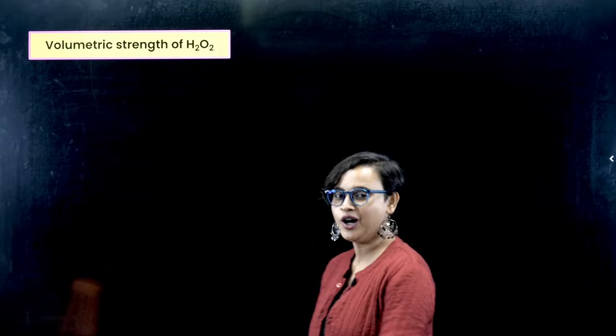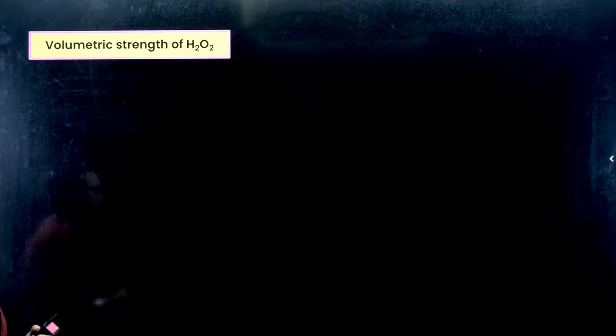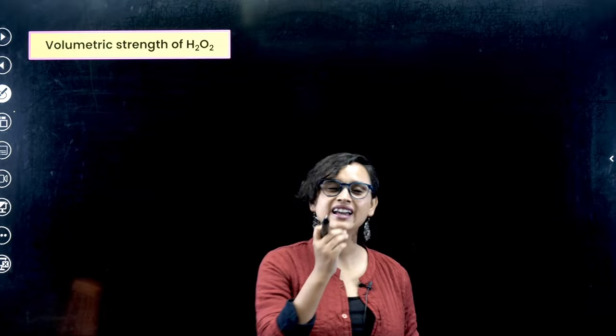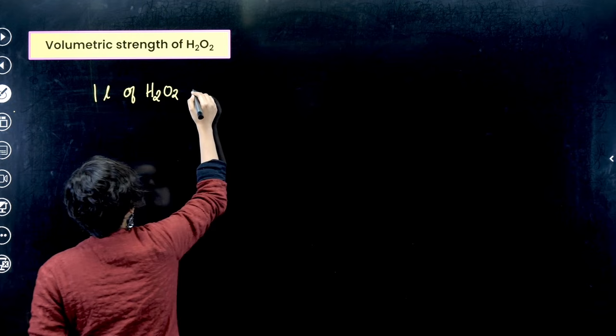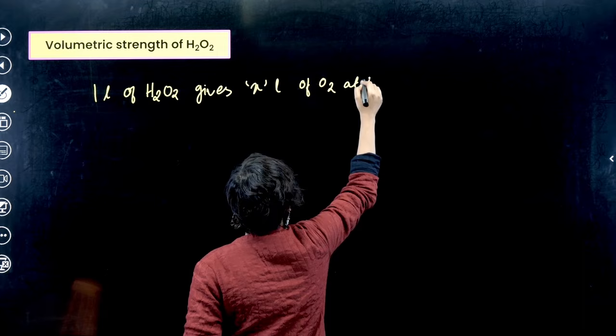All right, guys, the last topic of today's session is volumetric strength of hydrogen peroxide. After this, we will be done. So let's say that 1 liter of hydrogen peroxide gives X liter of oxygen at STP. What did I say? 1 liter of H2O2 gives X liter of O2 at STP.